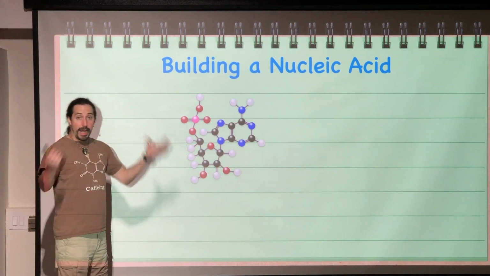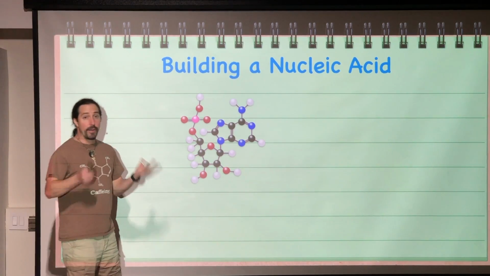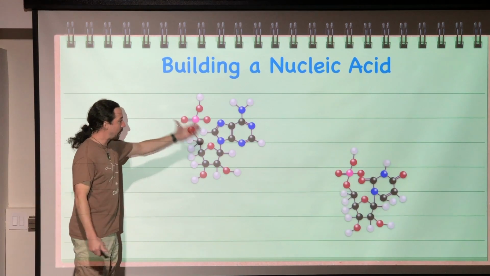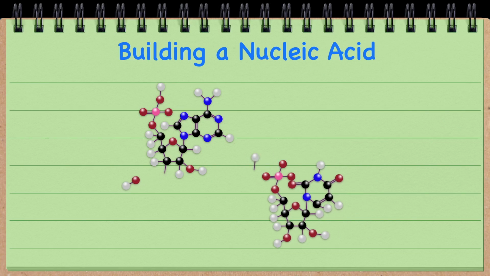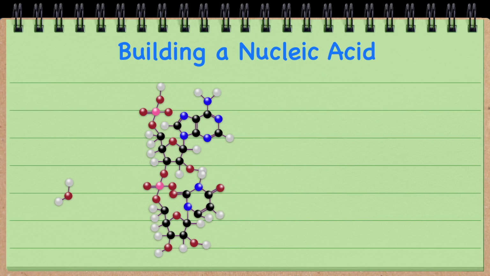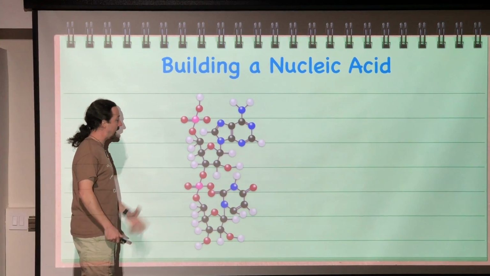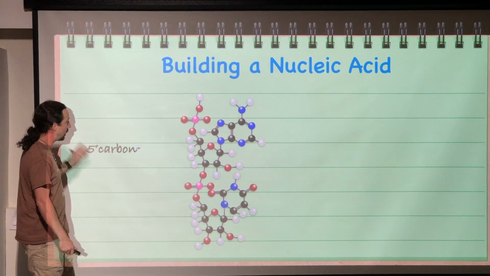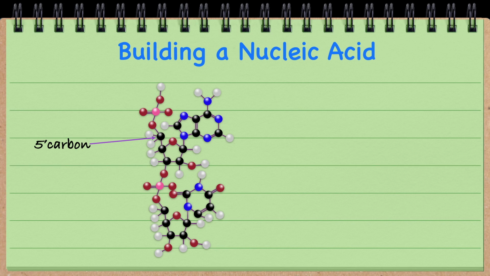And a nucleic acid, well, they come together just like every other biomacromolecule comes together. It's going to use dehydration synthesis. So we bring our other nucleotide in, and we are going to have dehydration synthesis occur. And there we go. Now we have two nucleotides bonded together, and we should be able to recognize where the different carbons are. The fifth carbon of our sugar is facing right here.